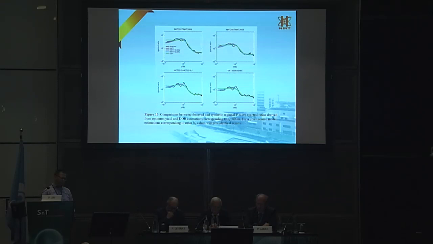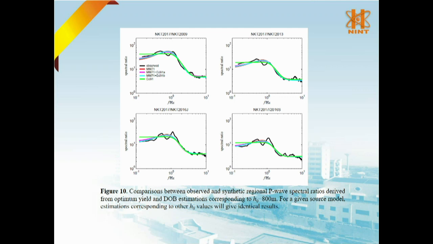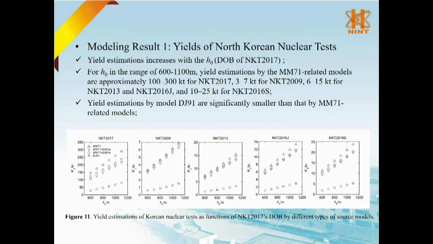This slide shows how well we can fit the observed regional P wave spectral ratios. We are showing that the DOB of the sixth nuclear test is 800 meters, but if we assume a different DOB for the sixth nuclear test, it will give identical results. The first modeling result is about the yield of North Korean nuclear tests, as it is shown here.